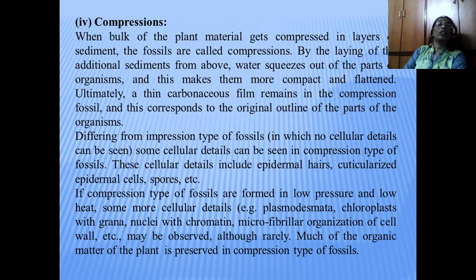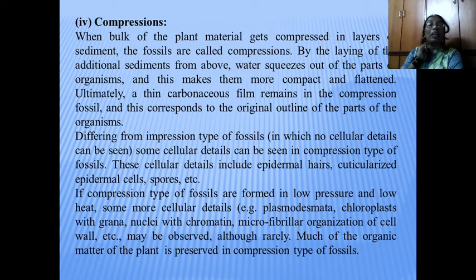Next, fourth type, compressions. When a bulk of the plant material gets compressed in layers of sediment, the fossils are called compressions. By the laying of the additional sediments from above, water squeezes out of the parts of the organism and this makes them more compact and flattened. Ultimately, a thin carbonaceous film remains in the compression fossil and thus corresponds to the original outline of the parts of the organism. Differing from impression type of fossil in which no cellular details can be seen, some cellular details can be seen in compression type of fossils. These cellular details include epidermal hairs, cuticularized epidermal cells, spores, etc.